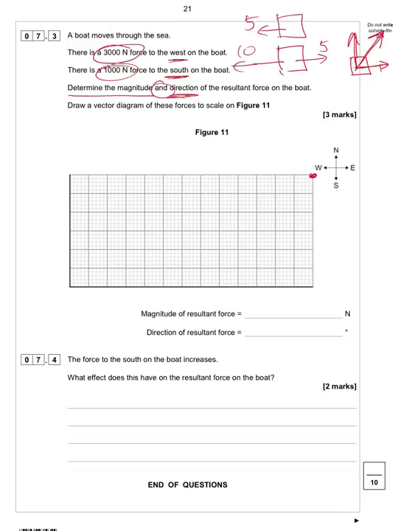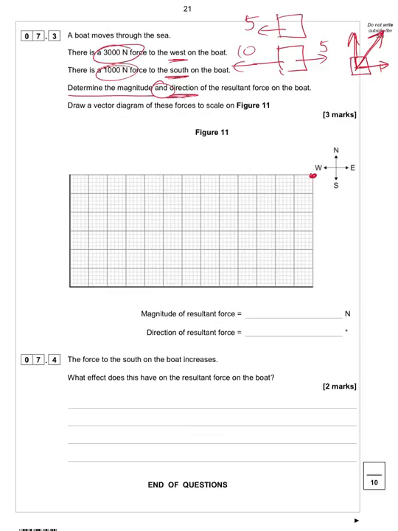It's important that the scales on both the x and the y are the same, because you're going to use your resultant ruler to measure the resultant force. But you can see I would be able to use the whole grid. So I'm just going to undo that.